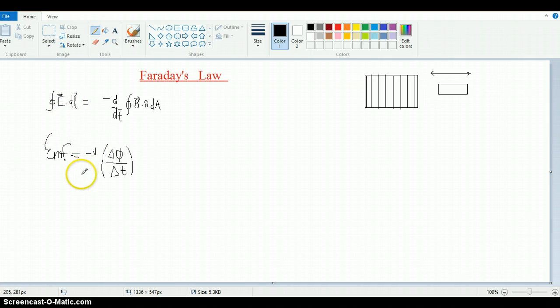In other words, I can express Faraday's law in terms of EMF and the rate of change of flux. So EMF is the negative time rate of change of flux. And this n right here is the number of turns of the coil, which in this case is 560 turns, for my further calculations.